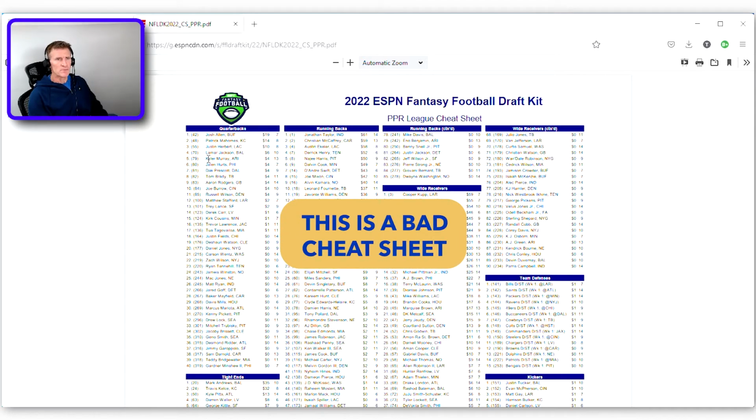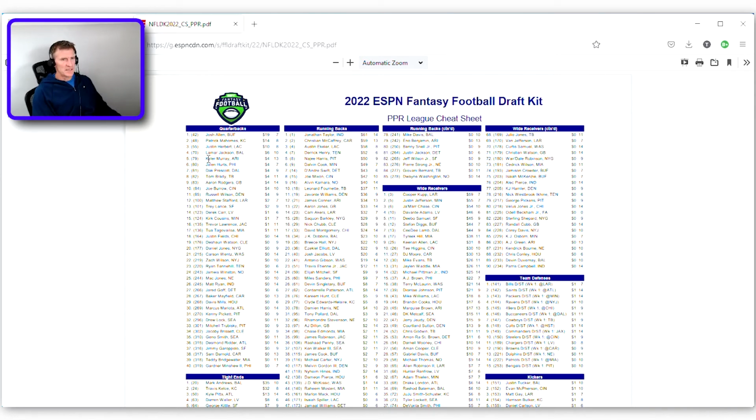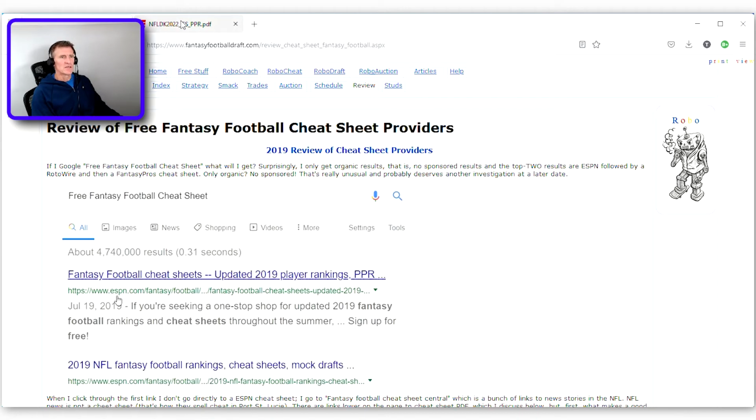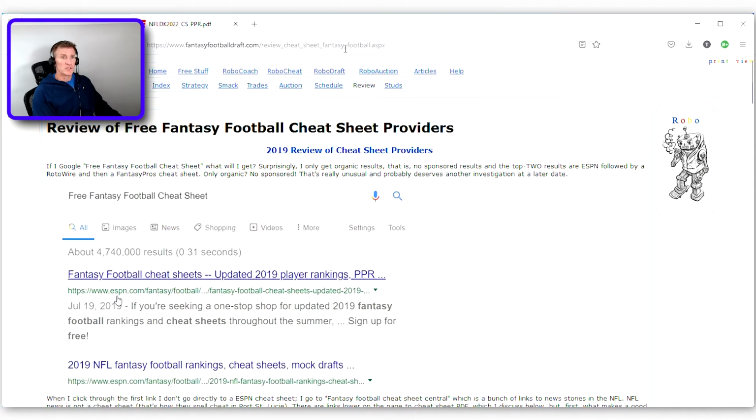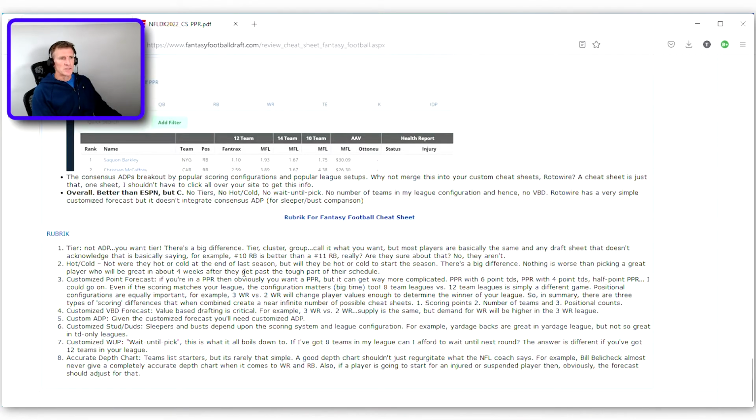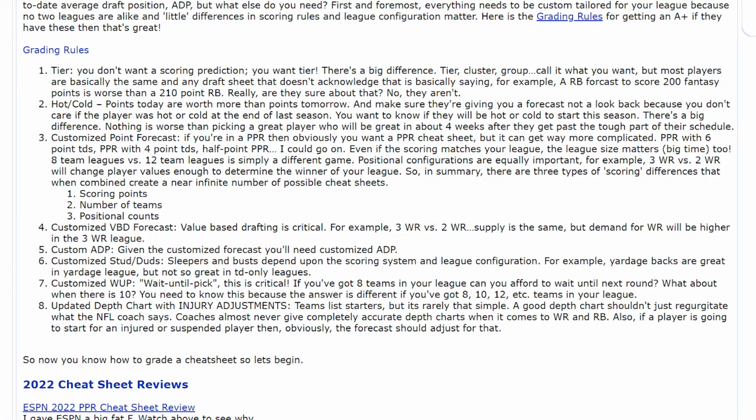And how do you know it's a bad cheat sheet? Well, you have to know how to rate these things. And if you want to see how to rate it, there's a simple way to do that. Just go to FantasyFootballDraft.com and go to Review Cheat Sheet Fantasy Football. This tab here under the Articles tab. So I did a review of ESPN back in 2019, and at the bottom of the page, this is the key stuff right here. This will tell you how to rate a cheat sheet.